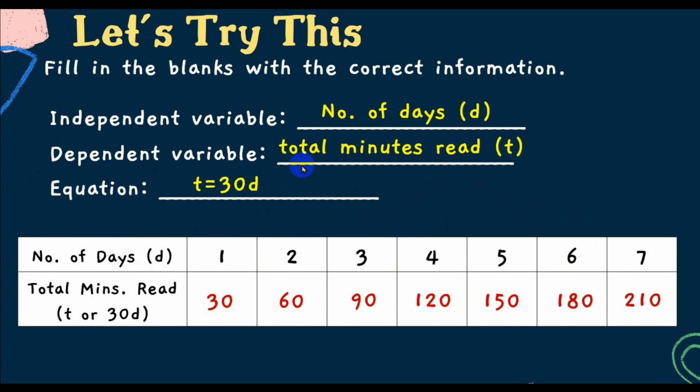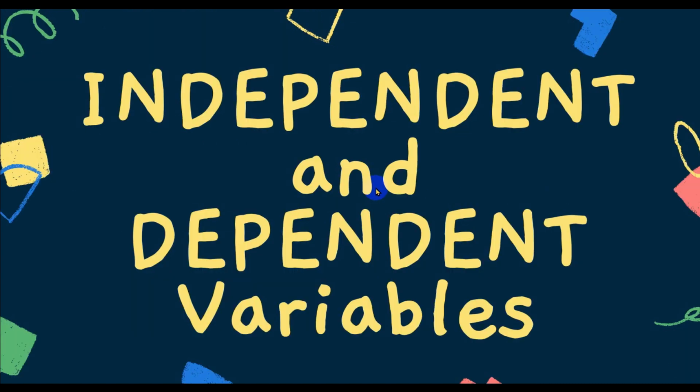So, kung hihingi naman sa inyo for 60 days, 100 days, so what you're going to do is just continue the table and then substitute the value of D, multiply it by 30. The result is the total minutes that Charlotte reads a book. So, that's what the independent and dependent variables are. Tandaan po, ang independent is yung cause. For the dependent variable, ito naman po yung effect.